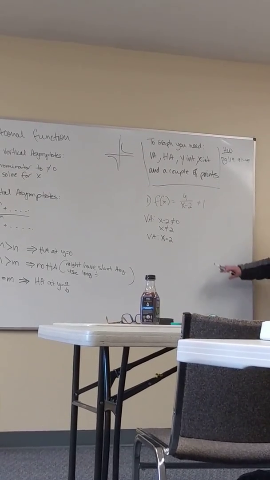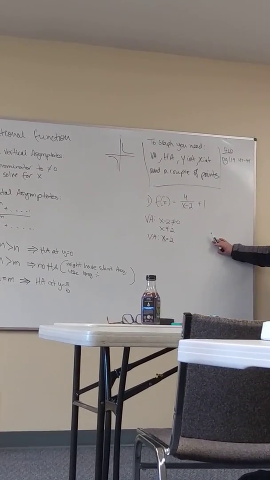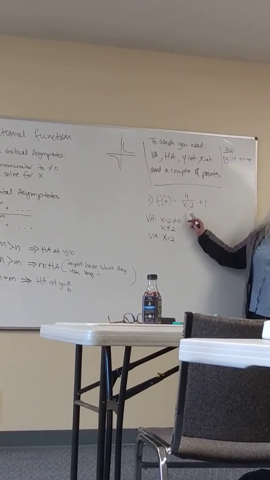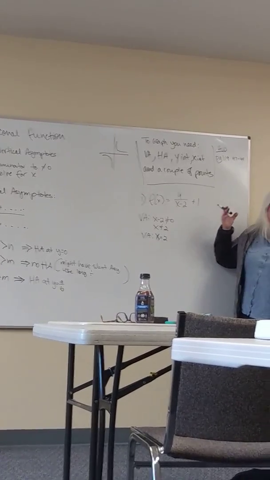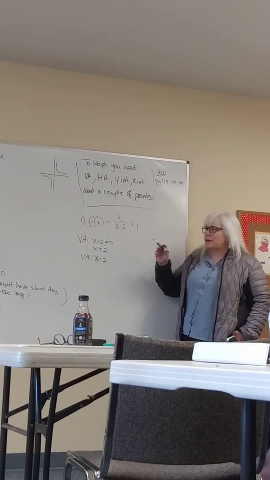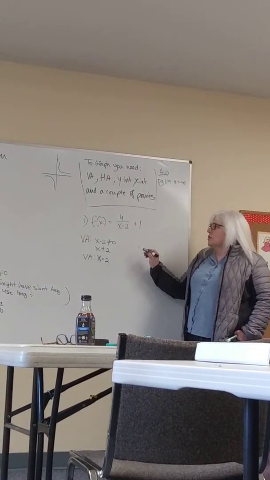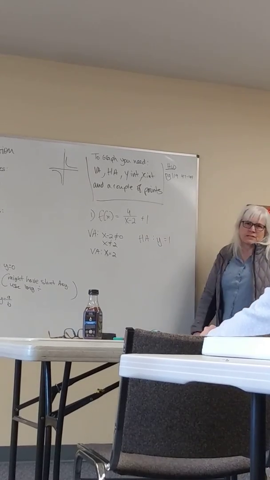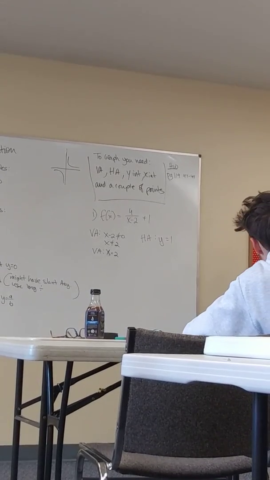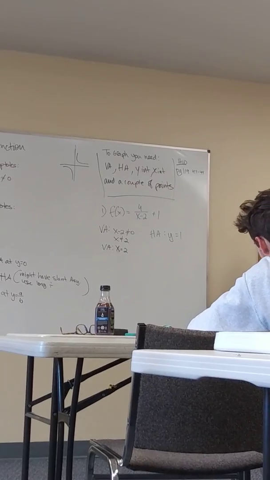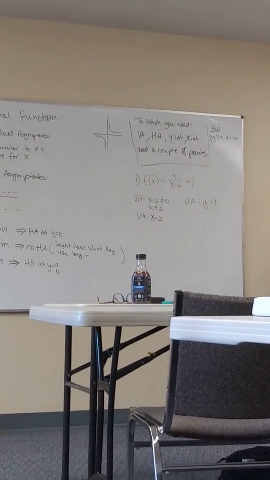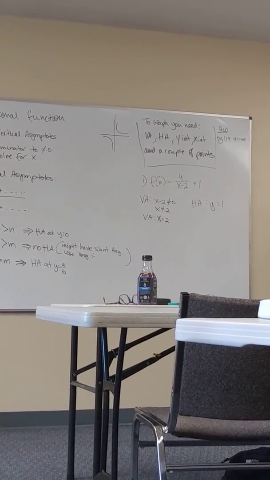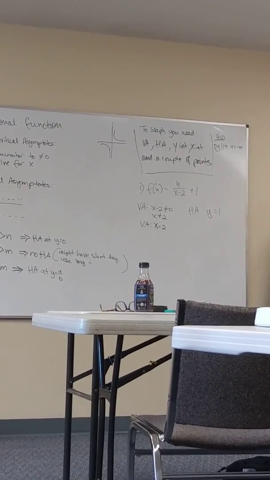Okay. However, when we do the horizontal, what do you notice? The power on the bottom is bigger than the top. There's actually no x on the top. So normally it should be at 0, but what happened here? A vertical shift. So the horizontal asymptote is at y equals 1 because of that.